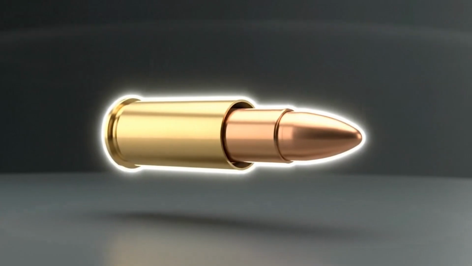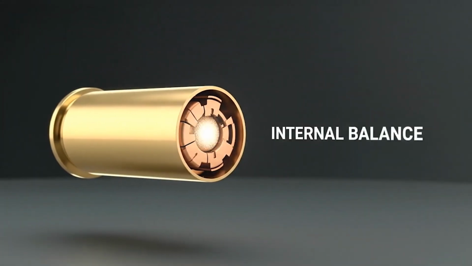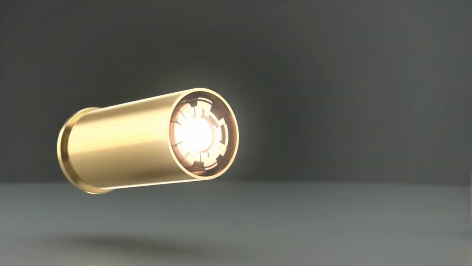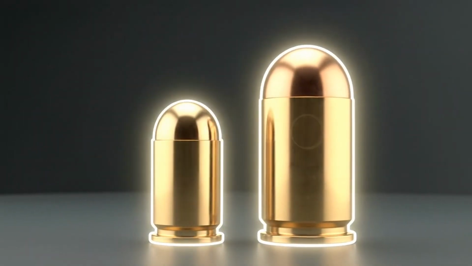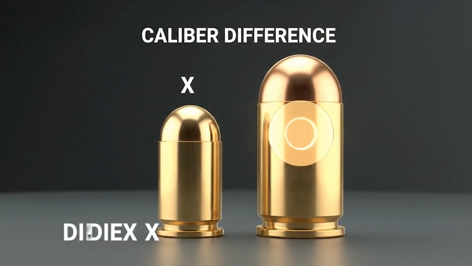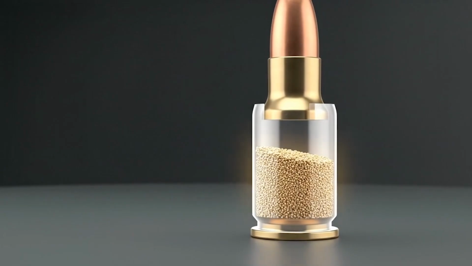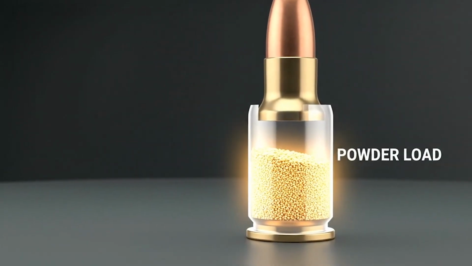Precise internal balance is critical. It ensures uniform mass distribution for stable flight. Examining the internal balance reveals significant caliber differences. The varying amount of powder load within the casing determines the bullet's velocity and overall pressure curve.